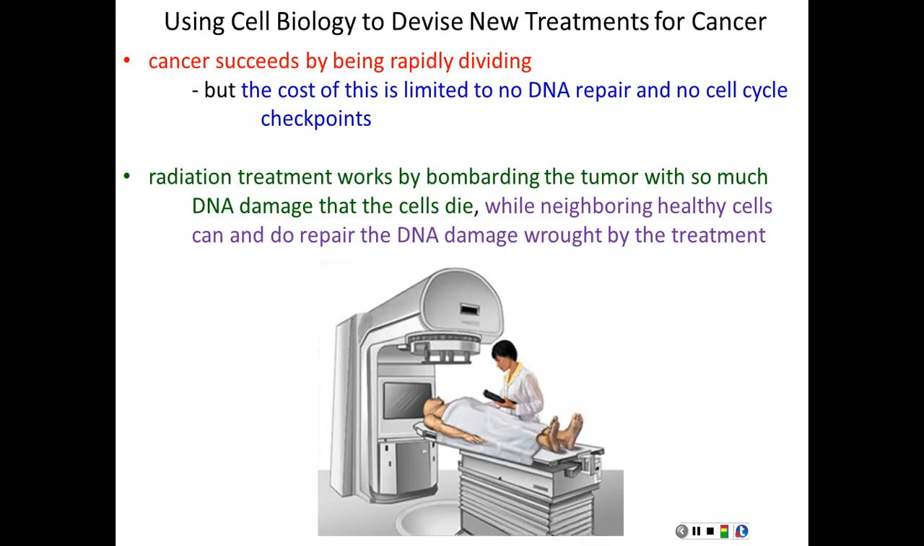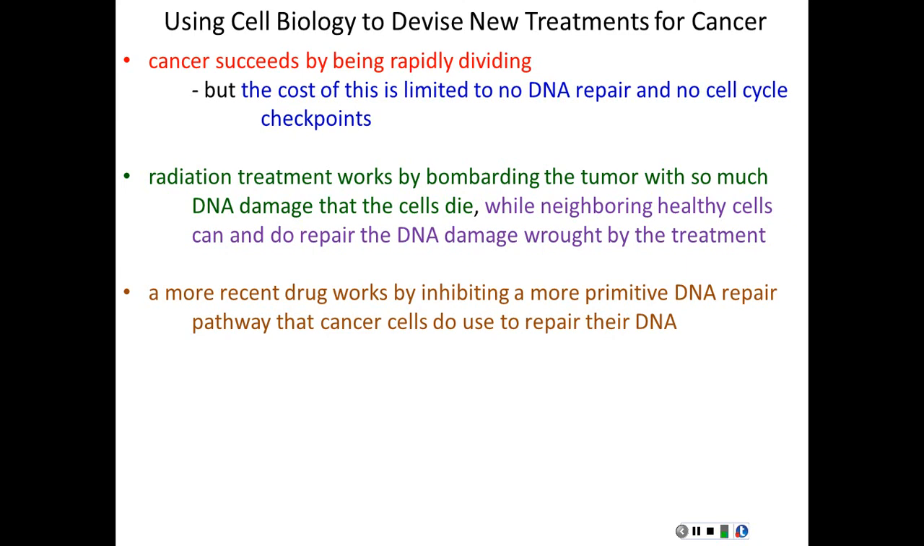I'm sure you've heard of radiation treatment for treating cancer. Radiation treatment works by bombarding the tumor with so much DNA damage that the cells die as a result of that damage. Neighboring healthy cells have the time to stop the cell cycle and repair the DNA damage that was wrought by that radiation treatment. So the radiation treatment does damage all cells, but because these cancer cells are blowing through the cell cycle so quickly, never trying to fix their DNA damage, the cancer cells die as a result. Again, exploiting that weakness. Our own cells have capabilities to fix that damage.